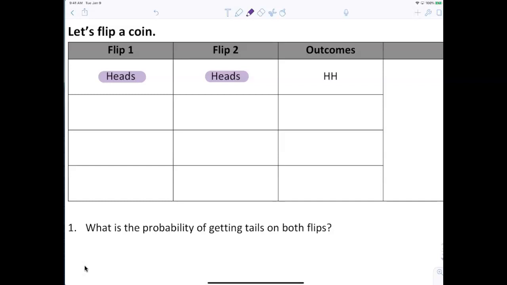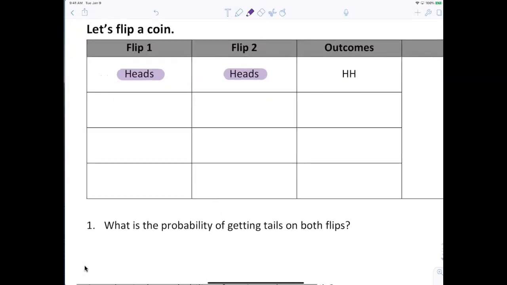That's fair. Now, again, is that the only possibility? No. I could flip the coin and get a heads.